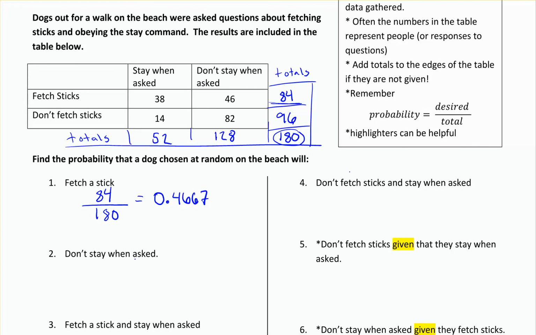So I need to know how many dogs do not stay when they're asked. And so I need to know the total number of dogs that don't stay, so I'd look to the total number at the bottom. So 128 total do not stay when they're asked to stay. So 128 out of 180. And again, that's out of the 180 total, and we can write that as our decimal, 0.7111.